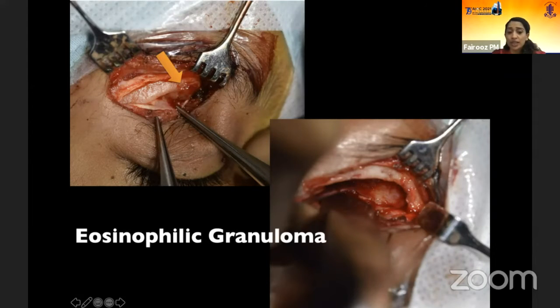And histopathologically, it came out as an eosinophilic granuloma. This is 1 week post-operatively, and this is 6 months post-operatively. Systemic evaluation was done in this patient. Eosinophilic granuloma can be associated even with leukemia in children. A bone scan was done. She was systemically absolutely normal. So systemic association is very important to be ruled out in this particular case.